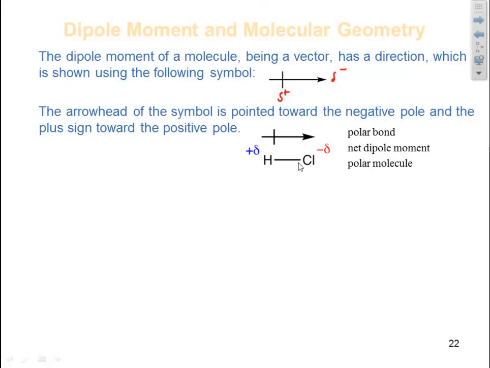This is a polar bond because they're not the same atom here and they're not sharing them equally due to electronegativity difference. There is a net dipole moment because it's not canceling out, it's only pointing in one direction. I don't have a vector pointing in the other way. So this whole molecule is polar. So HCl is a very polar molecule.